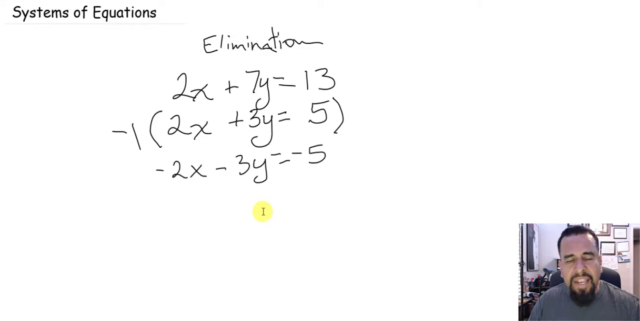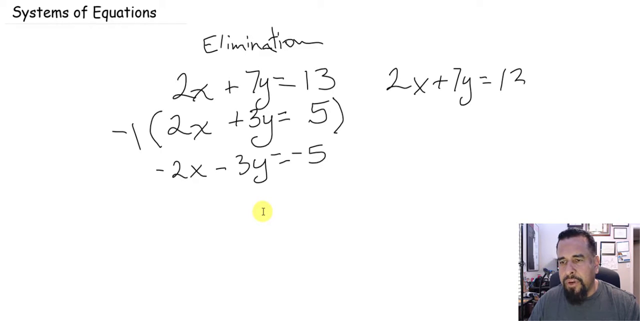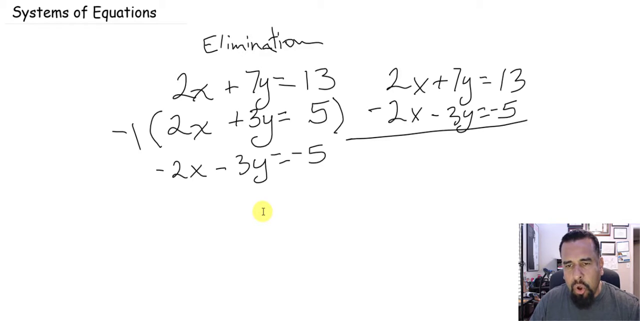All right? Now, I am going to add these two equations together to eliminate the 2x. So I have 2x plus 7y equals 13. And then the other one now is -2x minus 3y equals -5. All right. Now this whole thing is an addition problem, so don't get confused. We have 2 plus a -2. Well, that's exactly what I wanted. I wanted to eliminate this. So now it's a 0.